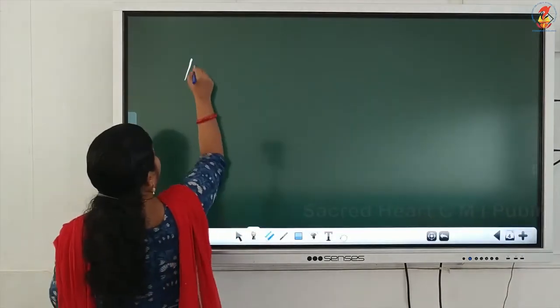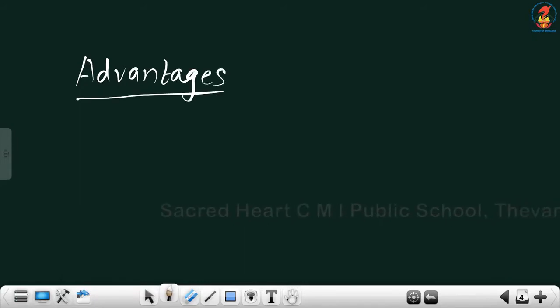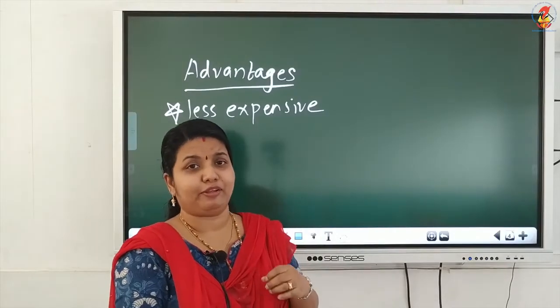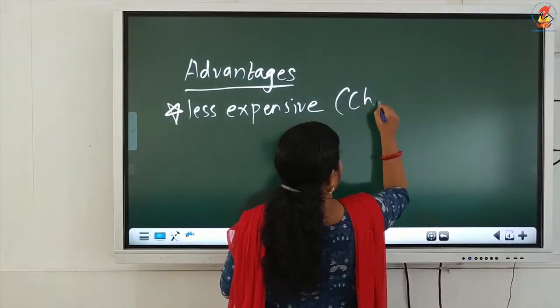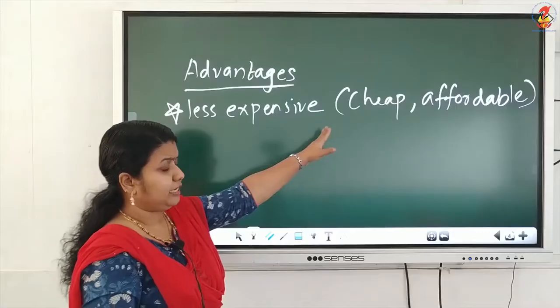So what are the advantages of synthetic fibers over natural fibers? The first one is they are less expensive. They are less expensive compared to natural fabrics made of natural fibers. Synthetic clothes are less expensive, or you can write it as they are cheap or affordable. The price can be managed by all people. So they are cheap or affordable.